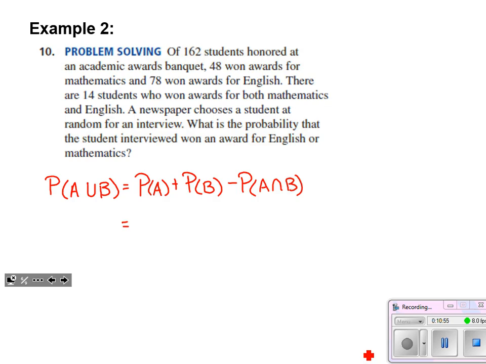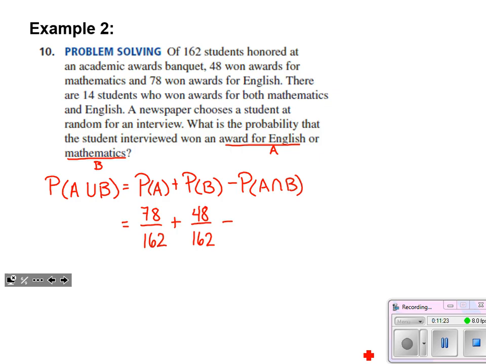So probability of A, okay, that's won an award for English. Let's say that is event A. And then mathematics, let's say that's event B. Well, they say 78 won awards for English, so 78 out of those 162 students that were honored. All right, 162 would be our sample space then. And then the probability of B, okay, these are our math award winners. There were 48 of those out of 162.